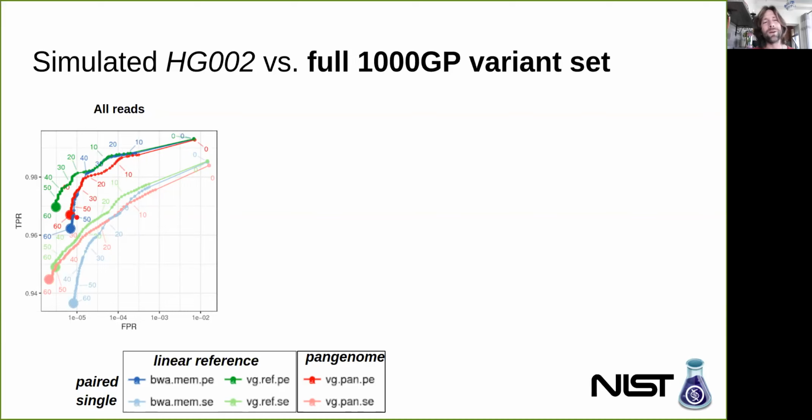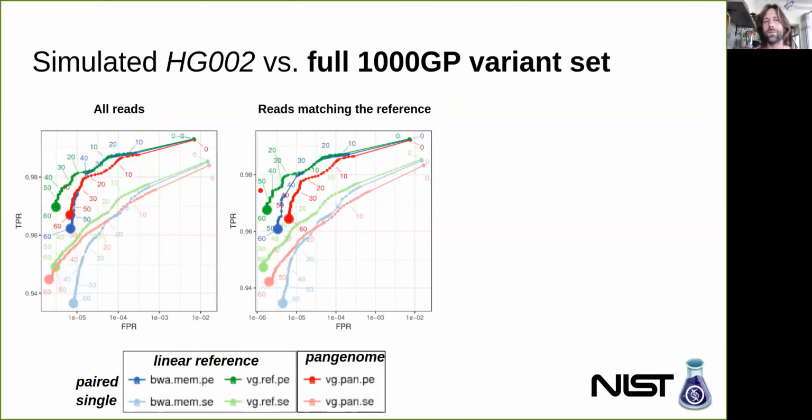Unsatisfyingly, we don't do better by mapping it to the graph. Actually, there's a cost. So where does the cost come from? It comes from reads that tend to match the reference. You're getting confused about where they go, because the addition of variation means that there's more sites that look similar to each other. And so you can see that this kind of loss is more increased here.